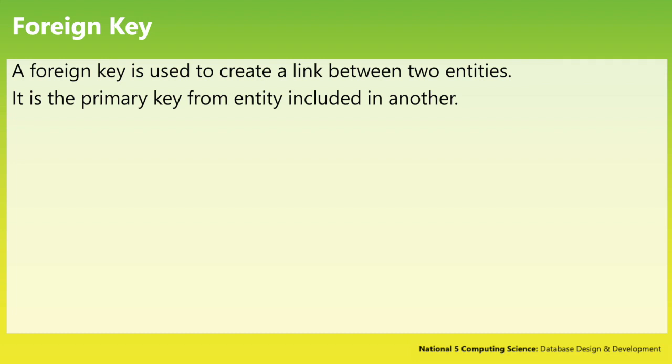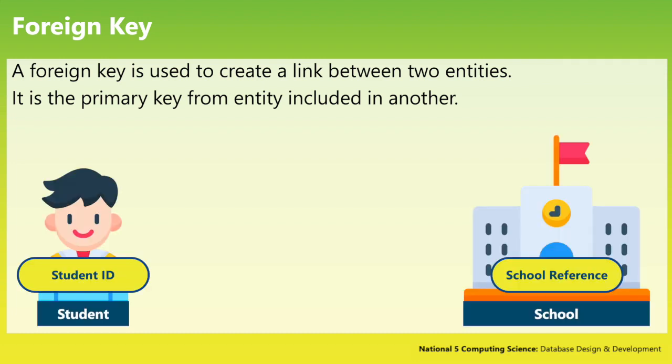So let's look at our two entities. We have got student with the primary key student ID, and we've got school with the primary key school reference. So one of these is going to be our foreign key. How do we work out which one is the foreign key? Well, the easiest way is to describe the relationship between our two entities.